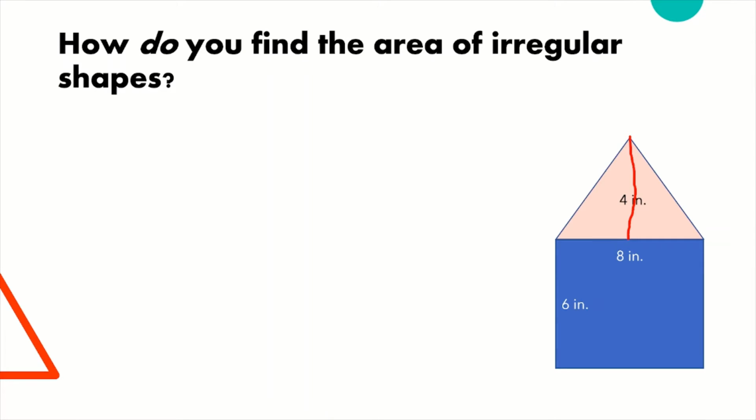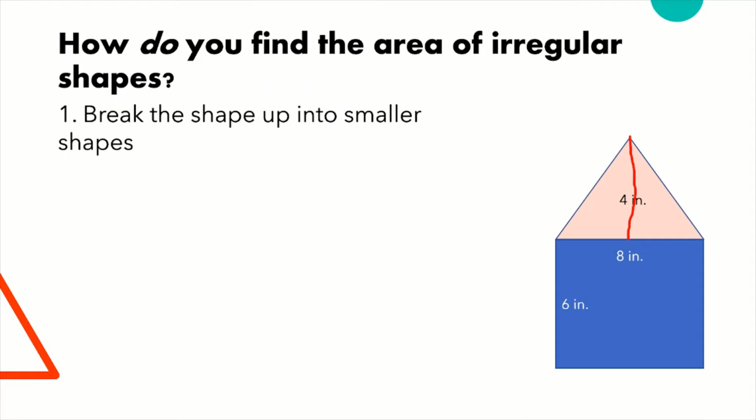So how do you find the area of irregular shapes anyway? Well, before we step into that, what is an irregular shape? An irregular shape isn't like any normal shape. It's like a combination of two or more shapes, like this shape right over here. It's a combination of a triangle and a square. Now let's look at how to find the area of irregular shapes.